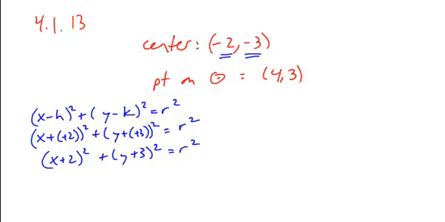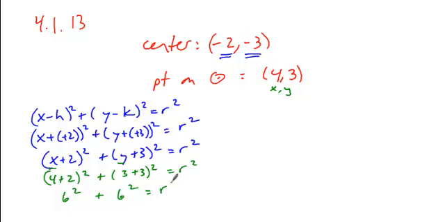Okay, so we can solve this problem either visually or just by using this equation. If you want to just use the equation, to find what the radius would be, we can just plug in our point's x and y here. If you plug in 4 plus 2 for x, and you plug in 3 for y, we can solve this equation for r squared. That gives us 6 squared plus 6 squared is equal to r squared.